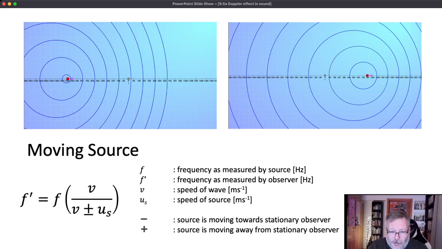This is a bit tricky, because the data booklet will give you this equation. In fact, it even identifies the equation as a moving source equation. So you don't need to remember that. But you do need to remember that minus is source moving towards the observer, and positive is source moving away from the observer.